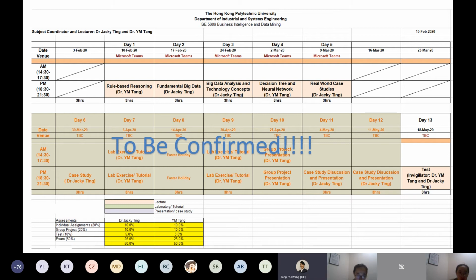As we have mentioned, for the assessment components, we have 20% for the individual assessment. I have 10%, and Dr. Jackie Ting has another 10%. For the assignments, I have arranged 2 assignments for you. You have to submit within 1 week. I will let you know how to submit the assignment later. And then we have the group project, 10% from Dr. Jackie Ting and 10% from me. For my group project, you need to do a project presentation after the break, but because we still don't know the arrangement after the break, I'll let you know how we arrange the group project later.